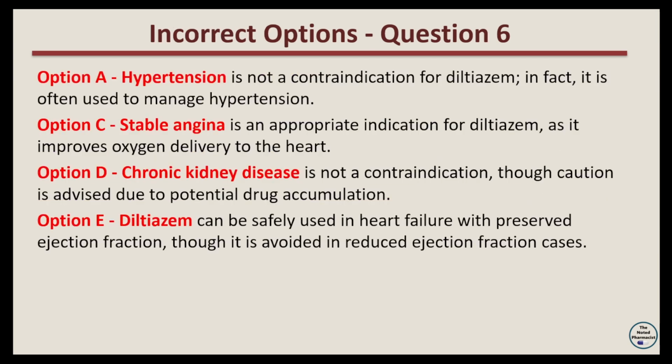Option A, hypertension is not a contraindication for diltiazem. In fact, it is often used to manage hypertension. Option C, stable angina is an appropriate indication for diltiazem, as it improves oxygen delivery to the heart. Option D, chronic kidney disease is not a contraindication, though caution is advised due to potential drug accumulation. Option E, diltiazem can be safely used in heart failure with preserved ejection fraction, though it is avoided in reduced ejection fraction cases.